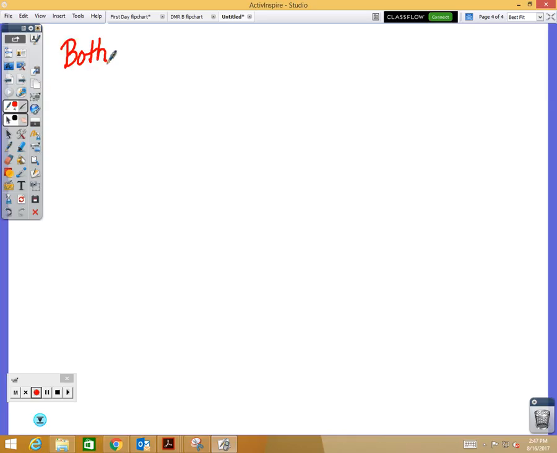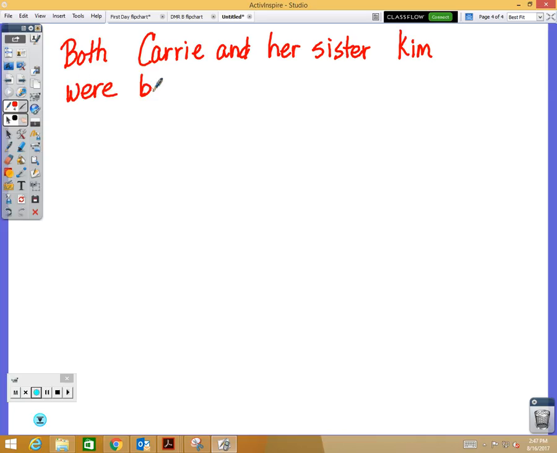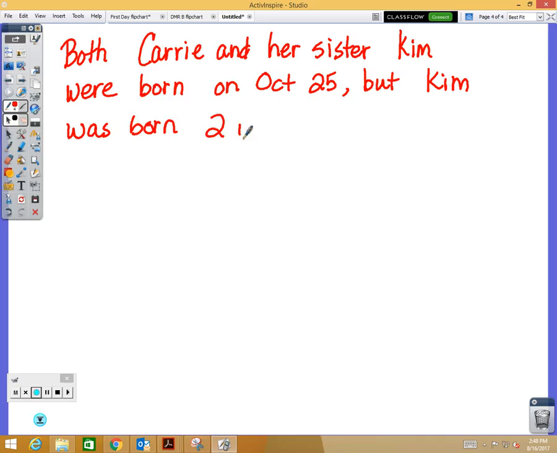Is it easier if I say it or just write it? Both Carrie and her sister Kim were born on October 25th. But Kim was born 2 years before Carrie. How can you represent the relationship of Carrie and Kim's age using a table, an equation, and a graph?